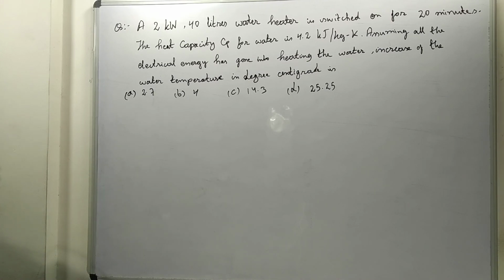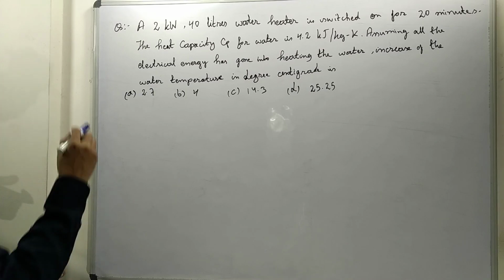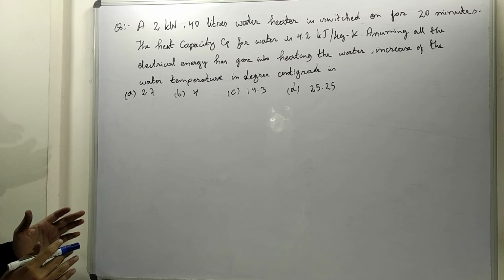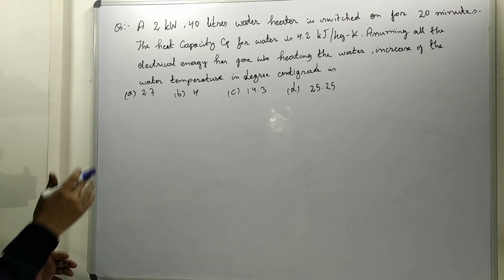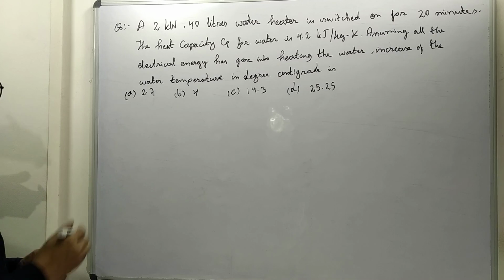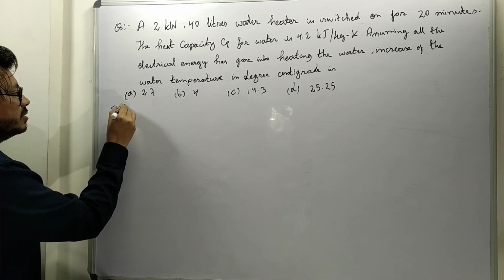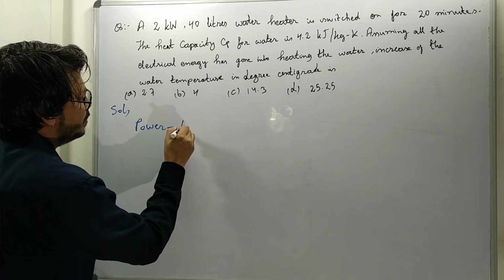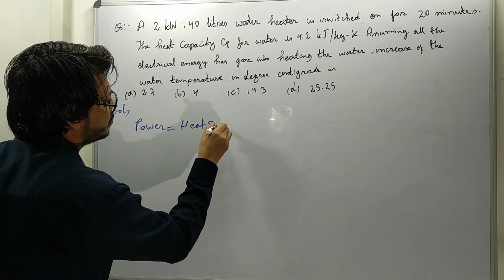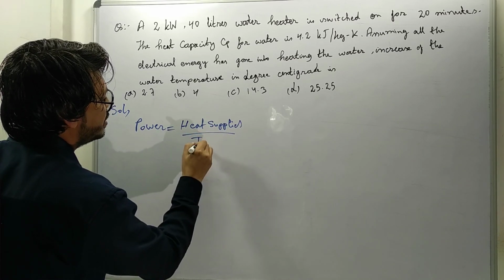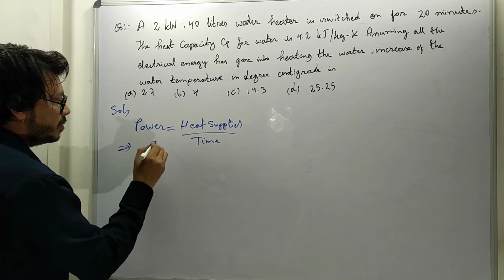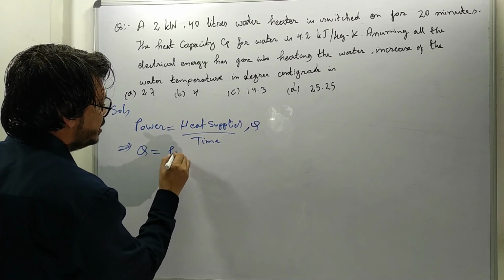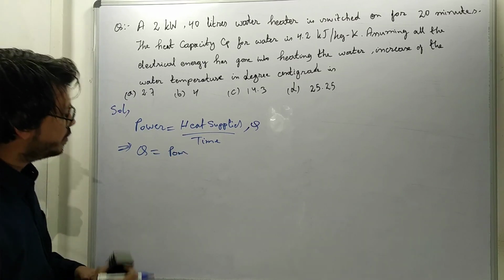So it is given in the question that a 2 kilowatt 40 liters water heater is switched on for 20 minutes and all the electrical energy is used to heat up the water. So find the final temperature of the water. So we know that power is equal to heat supplied by time in second. So we know that heat supplied is here Q. So Q is equal to power into time.